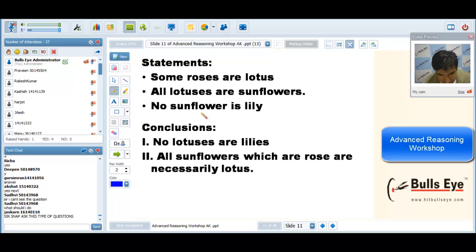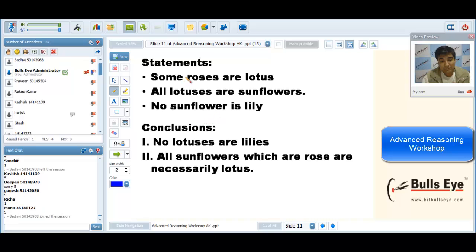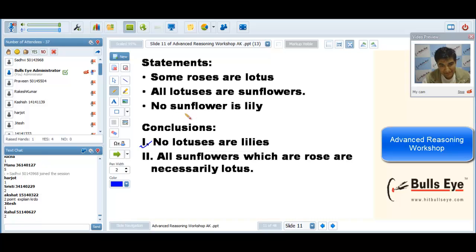Yes, Jaskaran, Snap asks these kind of problems. These are called syllogism. They do appear in Snap. Okay, answer to this question is first option. Only one follows and second does not follow.